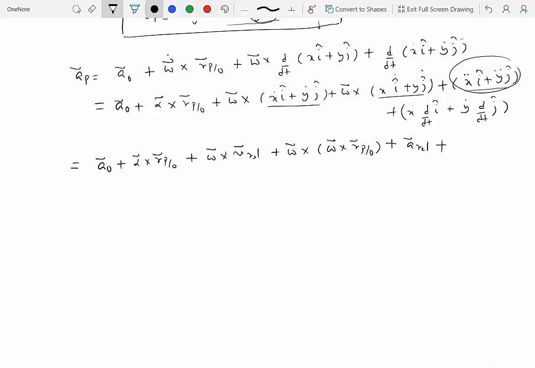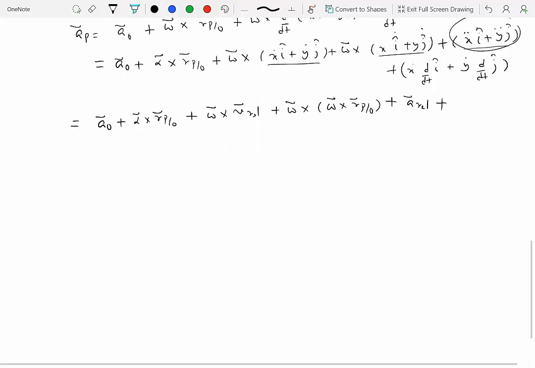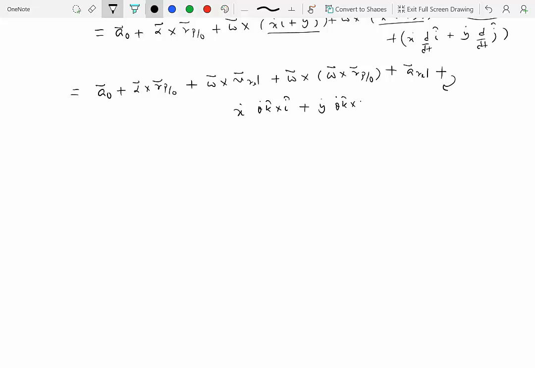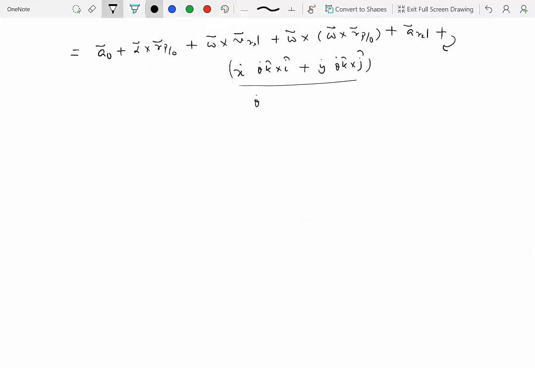Plus, what is this term? x dot d/dt of i hat plus y dot d/dt of j hat. So let's look at that. I'm going to continue the next line. We get x dot d/dt of i hat is theta dot k cross i, because that's the rate at which i hat is changing, plus y dot theta dot k cross j. Okay, so what is this term? This can also be written as theta dot k cross (x dot i hat plus y dot j hat). And now this is nothing but v relative. So this is equal to theta dot k cross v relative, which is the same as omega cross v relative, right?